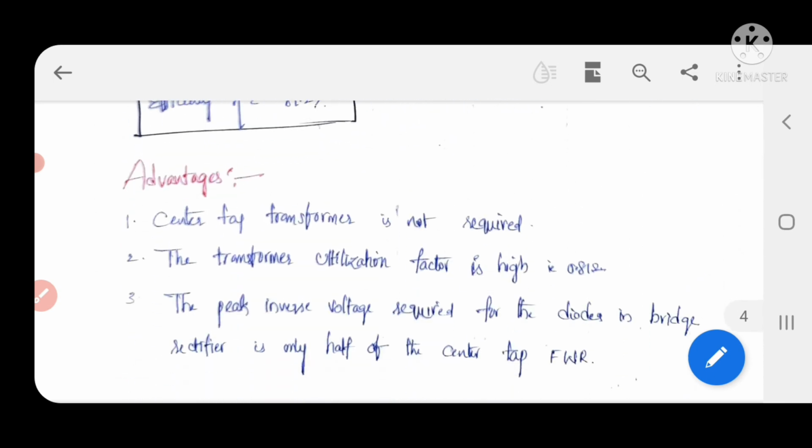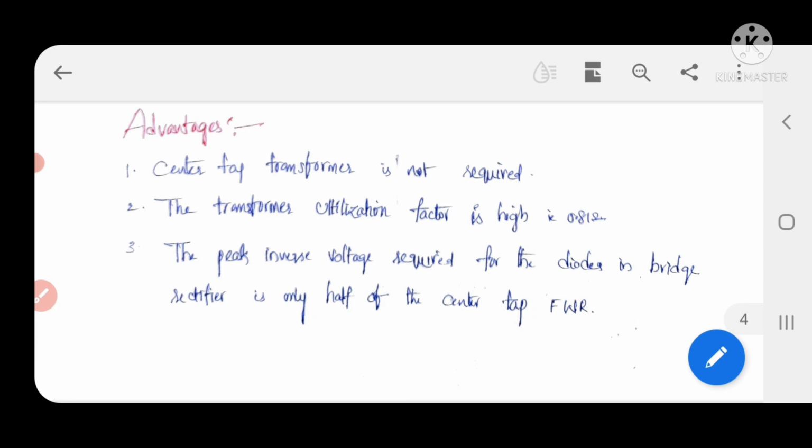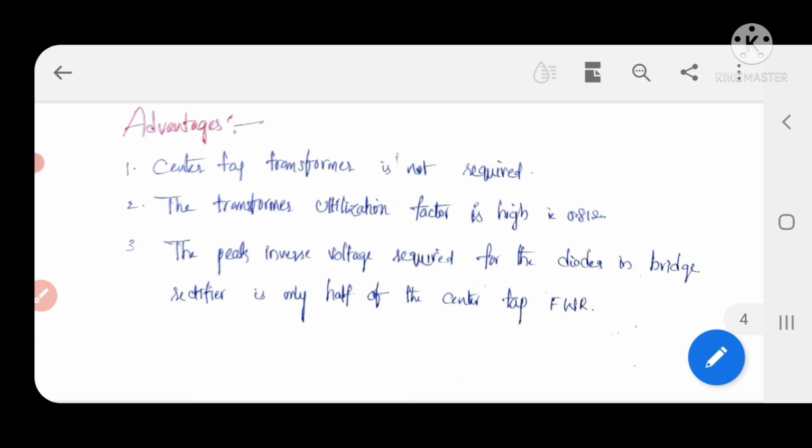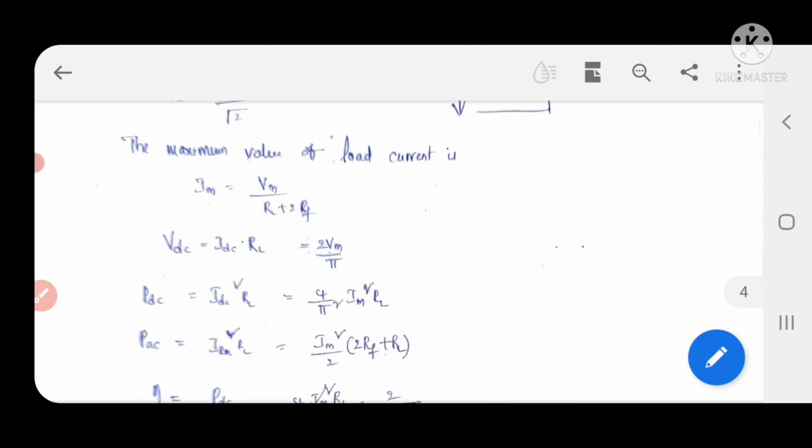Coming to the advantages of the bridge rectifier, a center tap transformer is not required. The transformer utilization factor is high, that is 0.81. And the peak inverse voltage required for diodes in the bridge rectifier is only half that of the center tap. We need only Vm, we don't require 2Vm. In case of the center tap 2Vm is required, but in case of the bridge rectifier we need Vm only. Those are some of the advantages of the bridge rectifier.